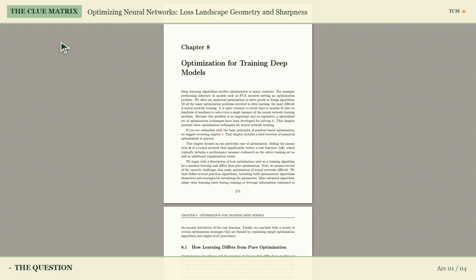Why isn't finding any minimum good enough? The goal is to minimize the error on our training data, right? What's the fundamental challenge we're overlooking?